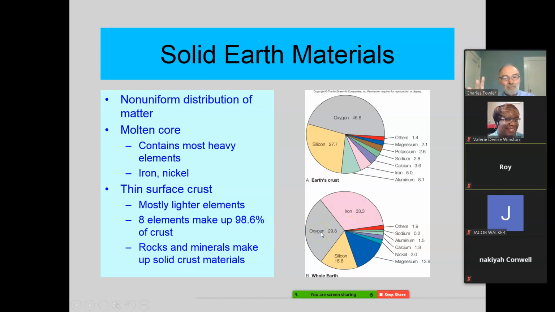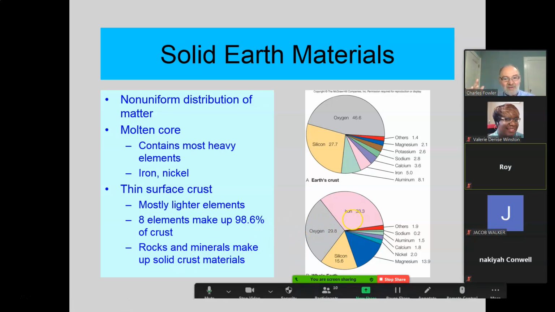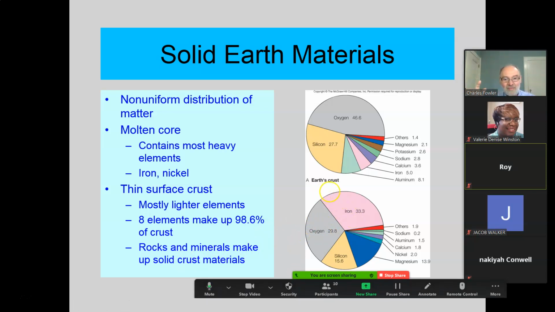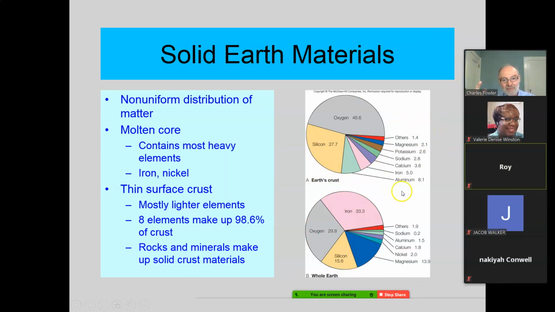Not the oxygen that we're breathing. That's in the atmosphere, and that's a small amount. What we're talking about there is oxygen combined with all these other elements. Okay? Silicon drops from 27.9 to 15.16 to 28.16. Magnesium increases from 2.1 to 13.9.